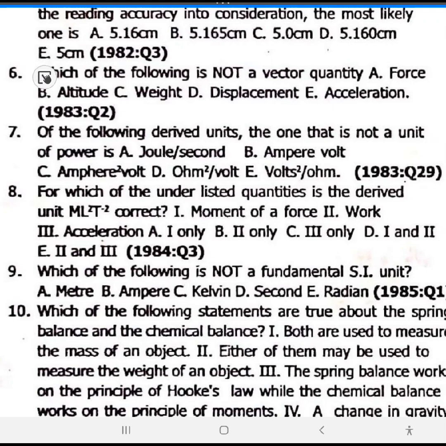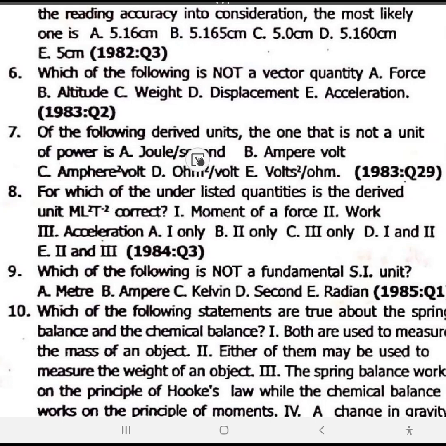We'll continue. Number 6, which of the following is not a vector quantity? Force is a vector. Weight is a vector. Displacement is a vector. Acceleration is a vector. Altitude is a scalar quantity. So number 6 is altitude. And what is altitude? Altitude equals vertical distance. A vertical distance is what they call altitude.